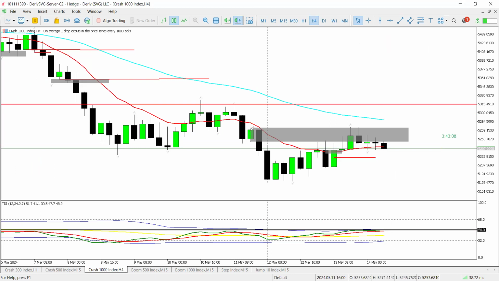At the same time, remember this 4-hour candle we marked. It's a 4-hour order block from last week. Price has been failing to break that zone. That's what I've noticed for now.